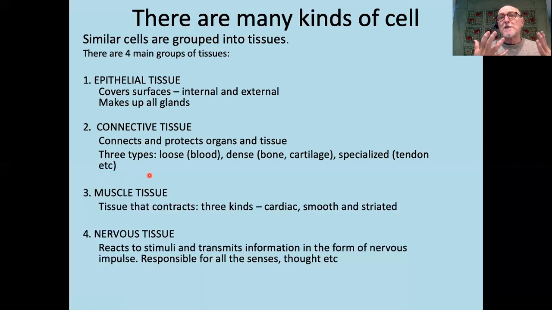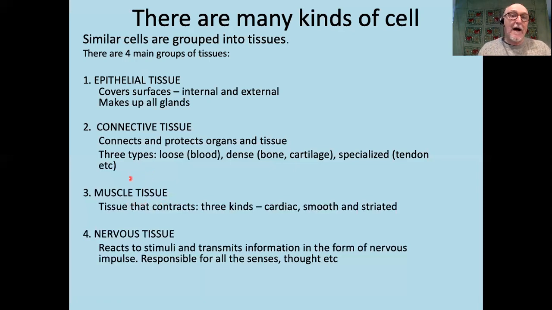The first is loose connective tissue. Surprisingly enough, blood is a connective tissue. It connects all of the body to all the rest of the body. Blood is a connective tissue. Dense connective tissues are tissues like bone and cartilage. And then there's a group of specialized connective tissues, the tendons and the ligaments, which are the main ones that we will refer to.